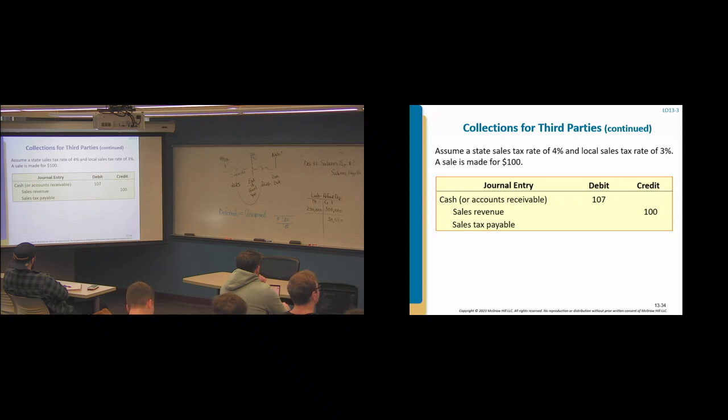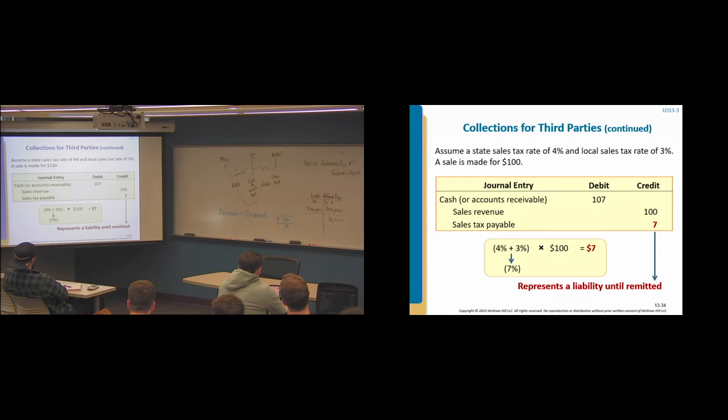So assume a sales tax rate of 4% and a local of 3%. The total there is 7%. You can combine those. And you'll notice that the debit for cash is $100 for the sale and another $7 for the taxes, right? The retailer can record $100 as revenue, but the other $7 is a liability. They are liable or responsible for submitting that to the state. Again, every journal entry should have a credit to some liability account in this chapter.